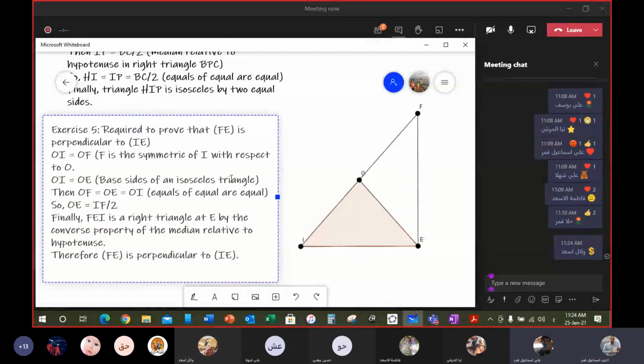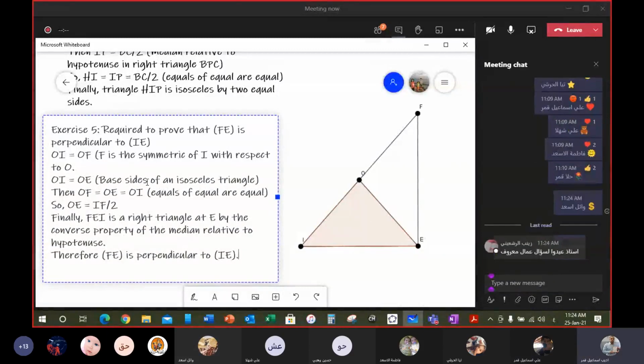طيب برجع بعيد أنا هذا السؤال. فإذا we have an isosceles triangle OIE. We have F is the symmetric of I with respect to O. Required to prove that FE is perpendicular to IE. And we should prove that FEI is a right triangle at E. How to prove this? By the converse property of the median relative to hypotenuse.